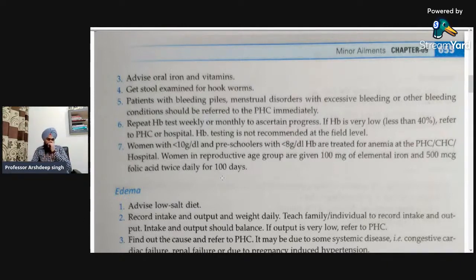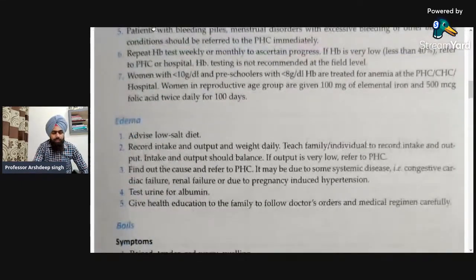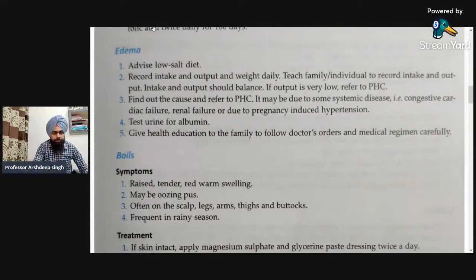Next is the edema. That was about anemia, sorry. Next one is the edema. So what is edema? We can say that edema is fluid swelling. That can be seen in many patients. So how can we manage this?